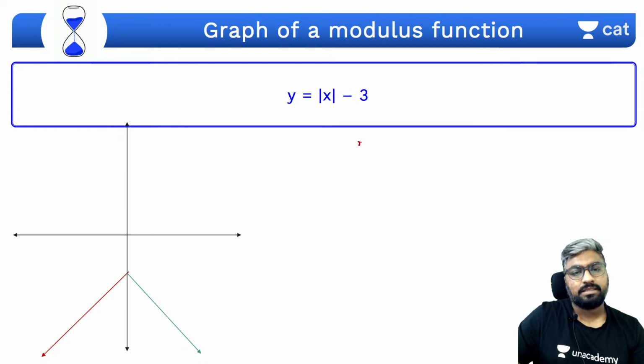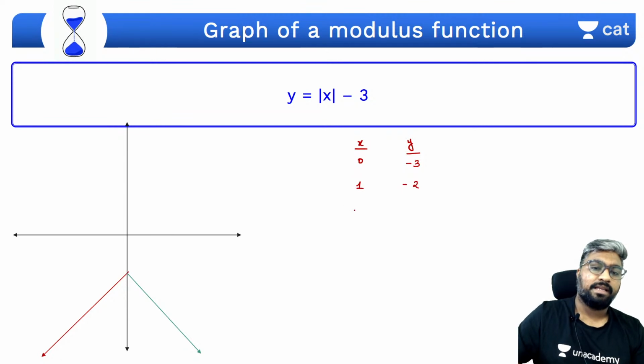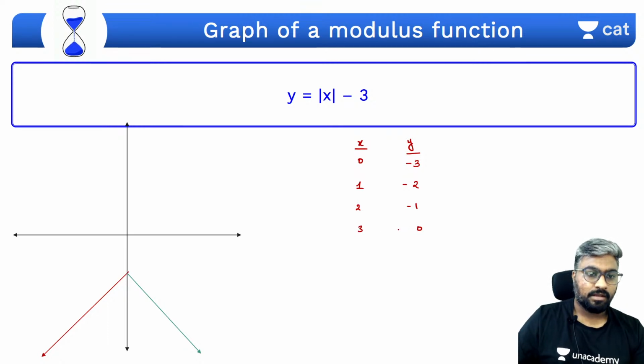That basically means when x is 0, in the previous case we saw y was 3, but here y would become -3. When x is 1, y becomes -2. When x is 2, y becomes -1. When x is 3, y becomes 0. Clear?